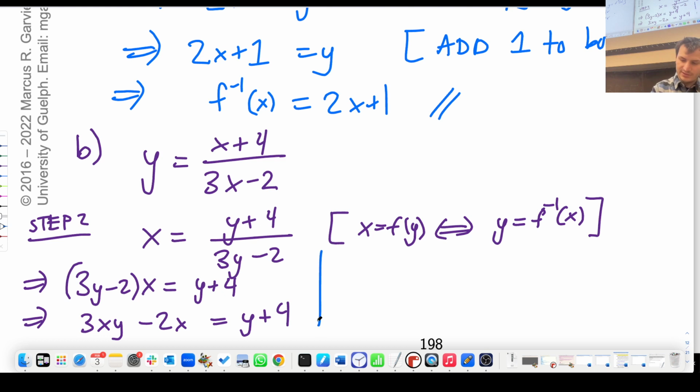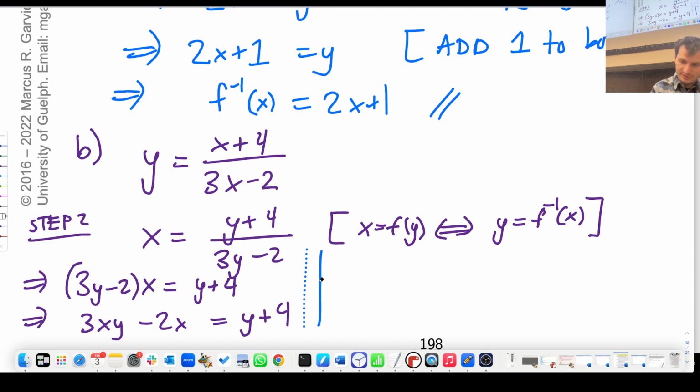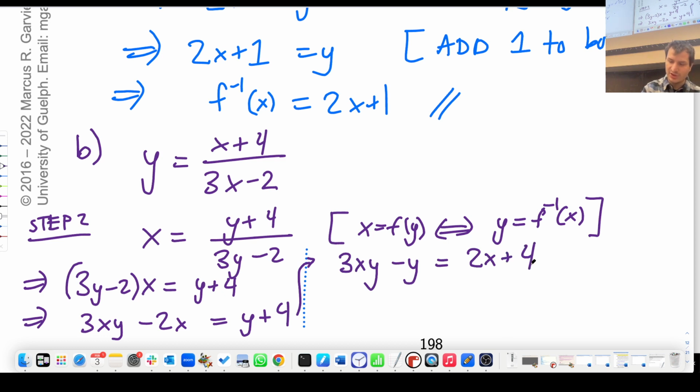Okay, and let's do a little line here, like that. And I'm going to move up here. So 3xy minus 2x equals y. I'm going to put all the terms that have a y on one side. 3xy minus y, and that's equal to 2x plus 4. So I took everything that had a y and I put that on the left. I took everything that didn't have a y and I put that on the right. So I moved the minus 2x from the left to the right. I moved the y from the right to the left.